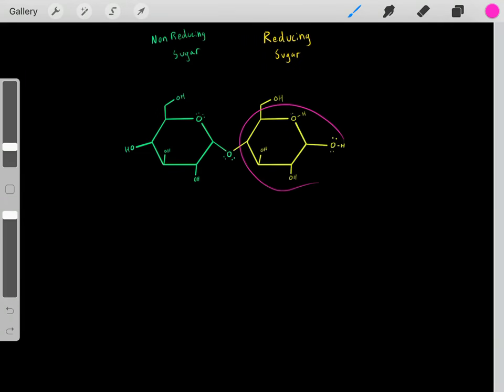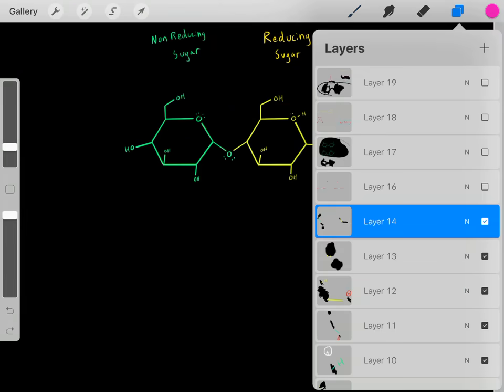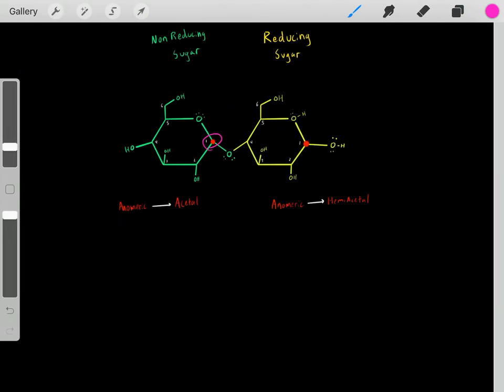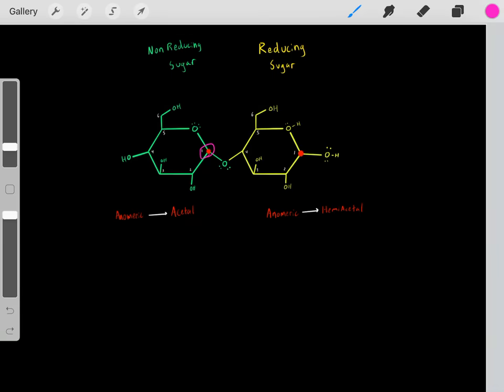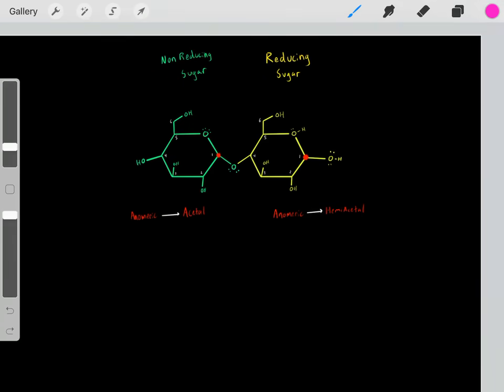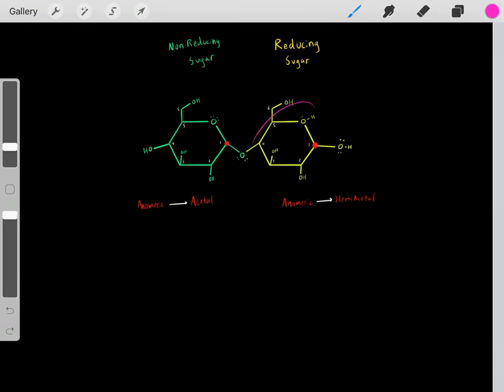But when you see a carbohydrate, there's a very easy and quick way you can determine whether it's a reducing sugar or non-reducing sugar. What you do is you look at the anomeric carbon. For example, you look at the anomeric carbon, and you see, is it an acetal or hemiacetal? So we see this anomeric carbon is a hemiacetal. So whenever the anomeric carbon is a hemiacetal, it's a reducing sugar. However, if the anomeric carbon is an acetal, then it's a non-reducing sugar. And that's a very easy way you can determine whether a carbohydrate is a reducing sugar or non-reducing sugar.